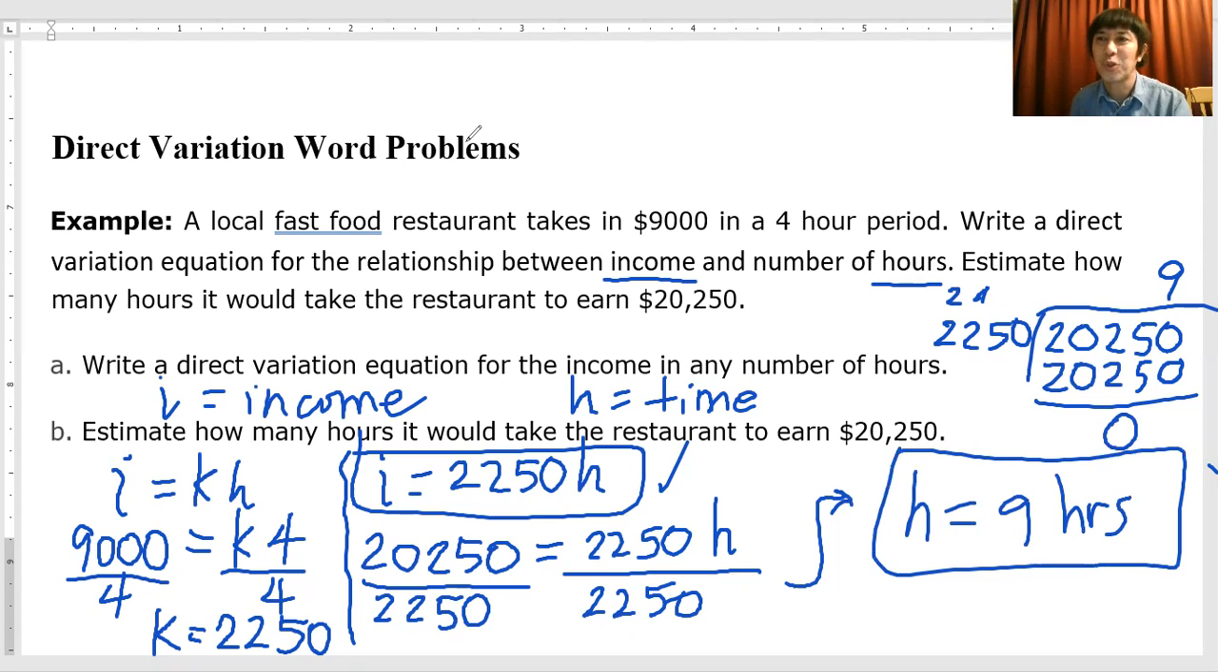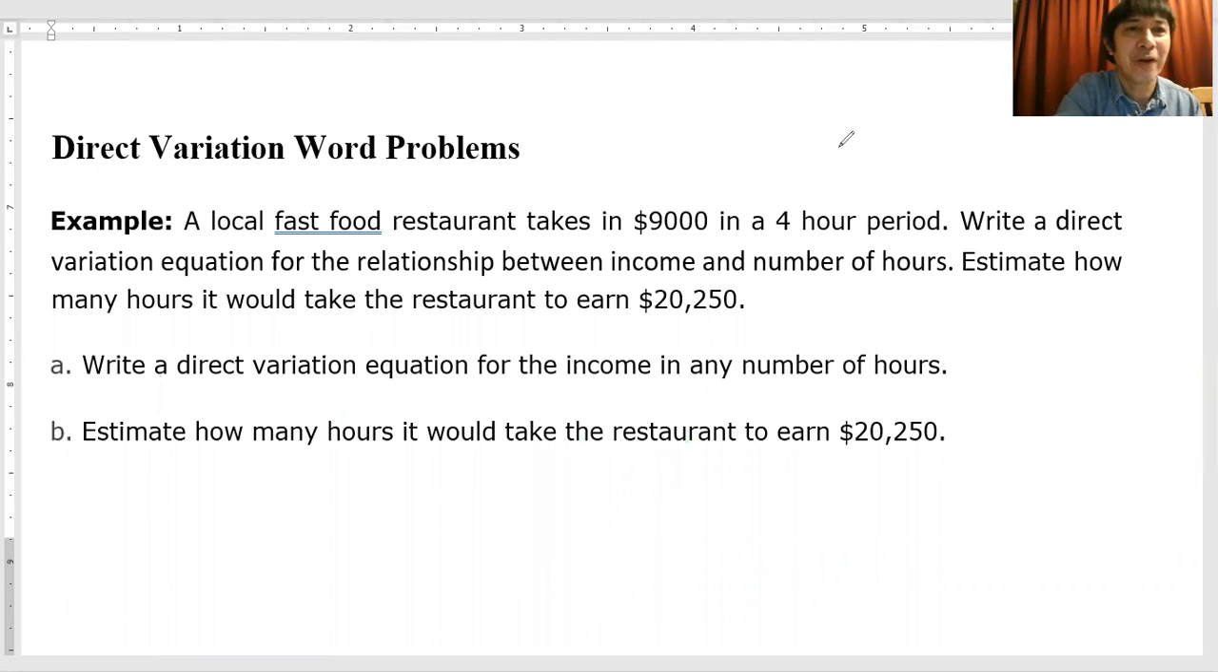That goes to our letter B: estimate how many hours it would take the restaurant to earn $20,250. Well, that was exact. When we divide that, it's exactly 9 hours. So that goes for our first example. Let's continue for the next. You can just rewind it later and study it step by step.